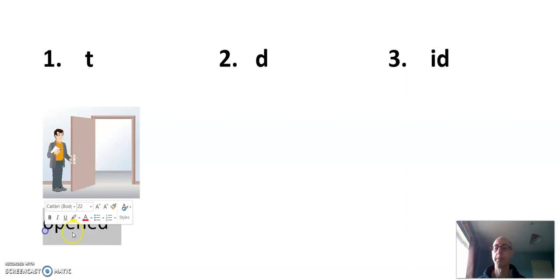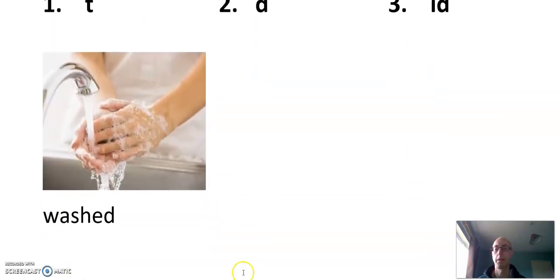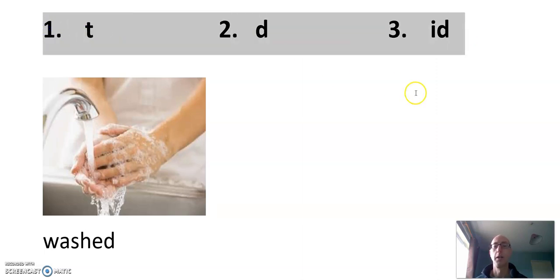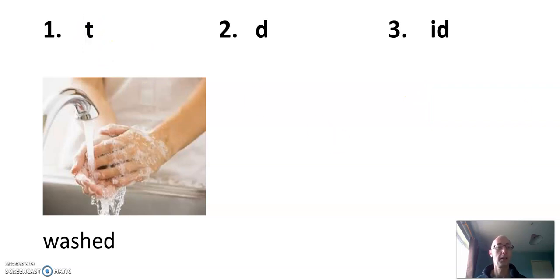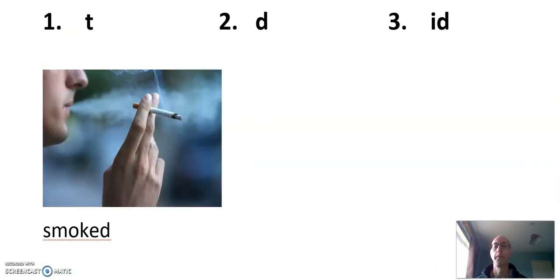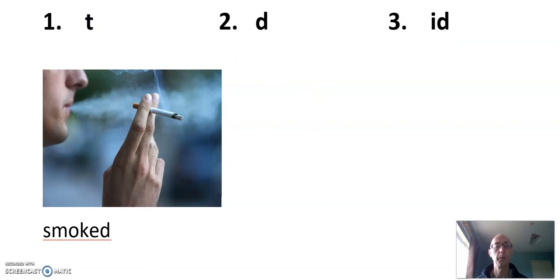So how do we pronounce this? Exactly, it's a D. Opened. Next one is washed. Is that 1, 2, or 3? Yes, we say the T. Washed. Let's look at the next verb. Smoked. Is that 1, 2, or 3? If you listen, smoked. You can hear it's a T. Number 1. That's it.